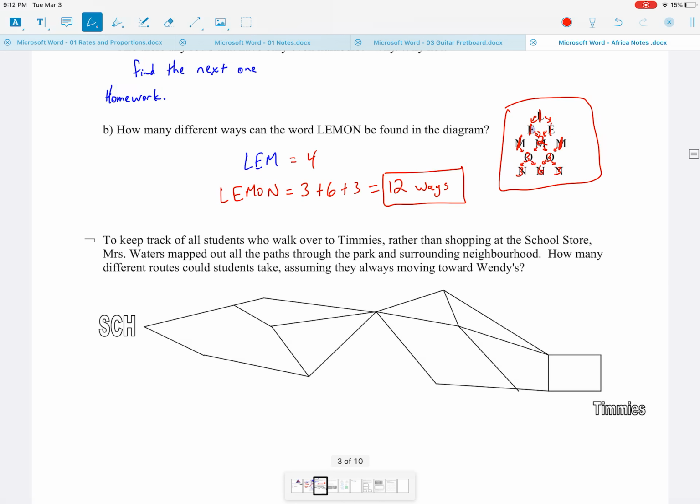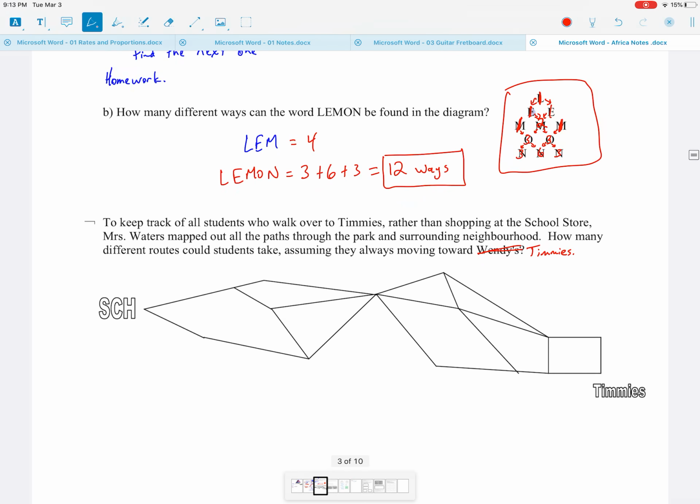All right, let's try another problem like this. To keep track of all students who walk over to Timmy's rather than shopping at the school store, Mrs. Waters mapped out all the paths through the park and surrounding neighborhood. How many different routes could students take, assuming they always are moving towards, what's that, Timmy's?